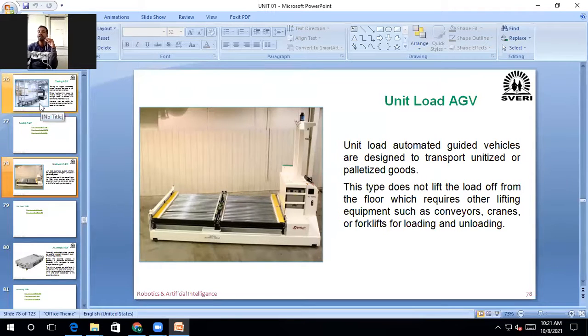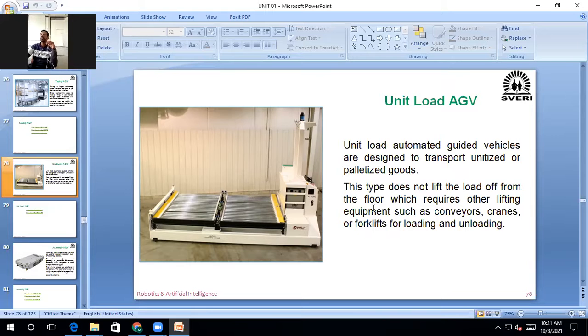Like the application we have seen now, some pallets are provided to that AGV, and with the help of those pallets, it will move. These are rollers, provided on the AGVs. This type does not lift the load. Unit load AGVs do not lift the load, but they carry the load and move with the help of these rollers. The load cannot be lifted with the help of this AGV.